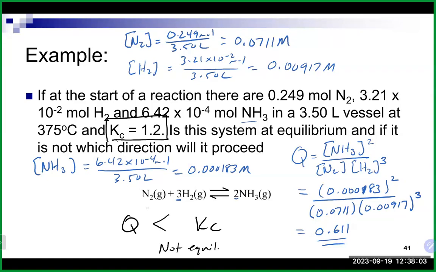And again, I personally just remember it pointing opposite of where that's going. That way is where we need to go towards the products, provided obviously you put Q on the left and K on the right. And we would need to head towards the product side there to make more products to reach equilibrium. Any questions on that one there?